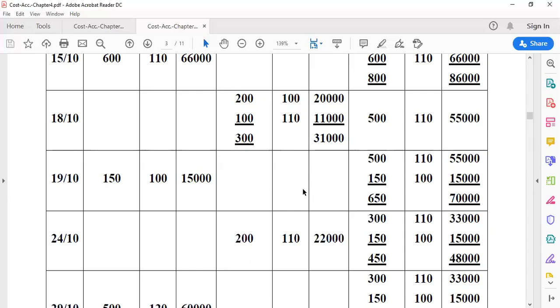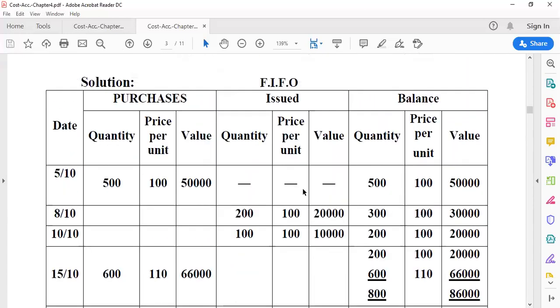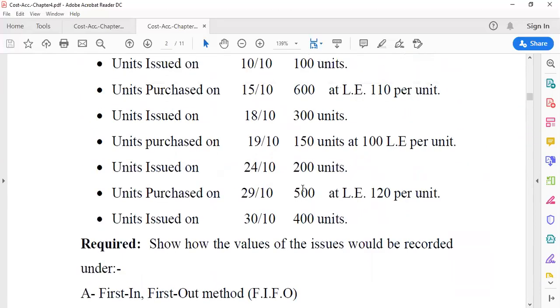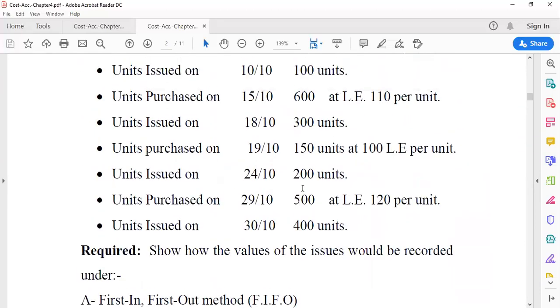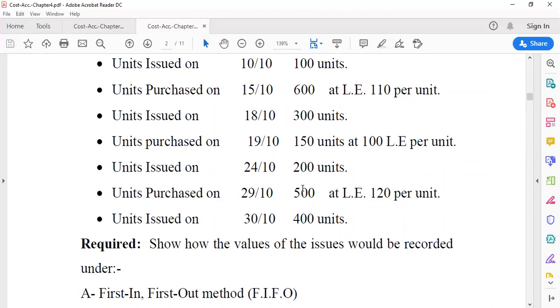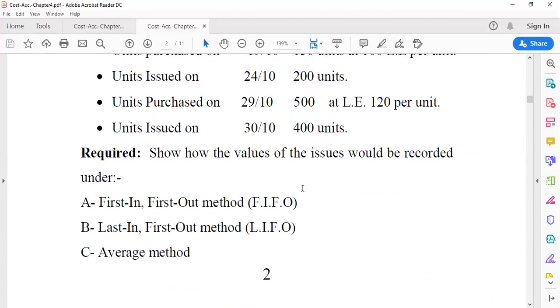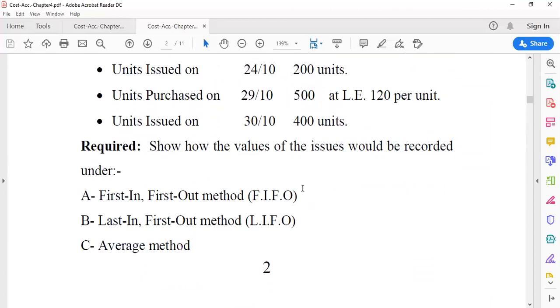Okay. On 24 October, what happened? We'll go back to our example. Units issued on 24 October, 200 units. We have to issue 200 units on that date. So I will put it under purchases or under issuance units.